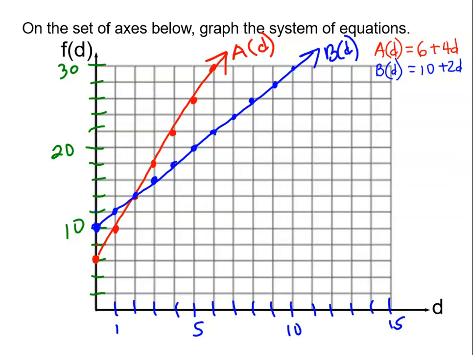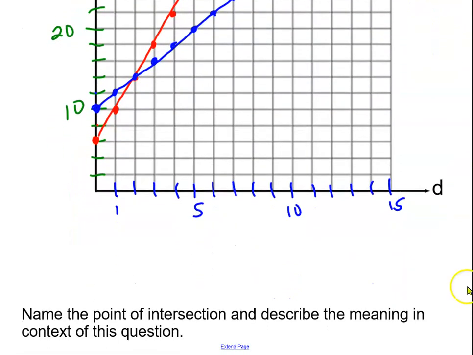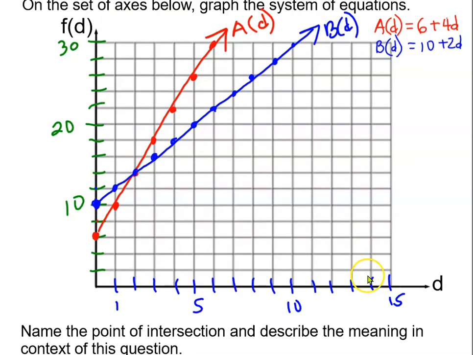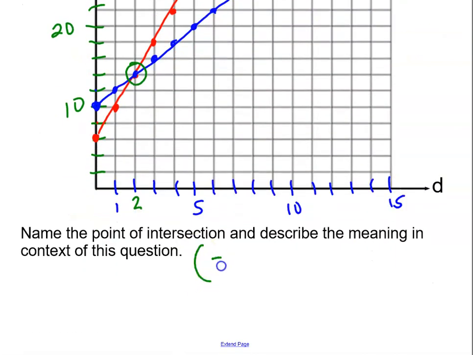All right, let's take a look at the third part. Name the point of intersection and describe the meaning and context of this question. All right, so let's go look here. Looks like the point of intersection, let me circle it in green for you, is going to be (2, 14). So I'm definitely going to get a point for writing the coordinates.